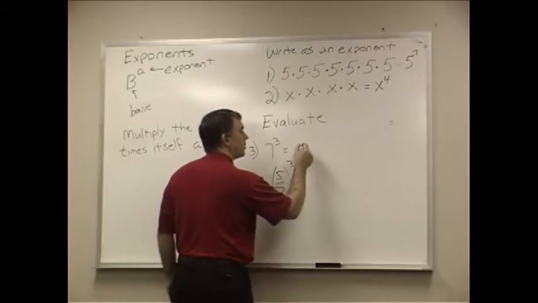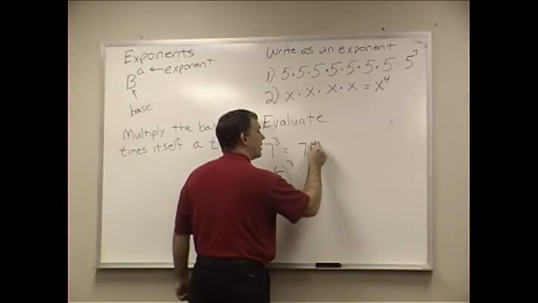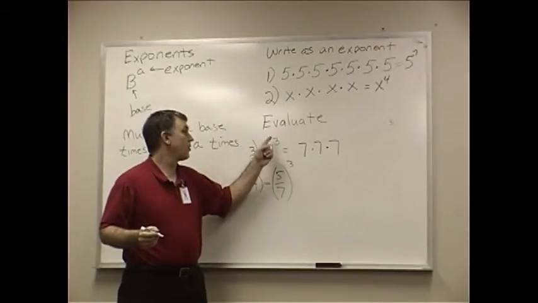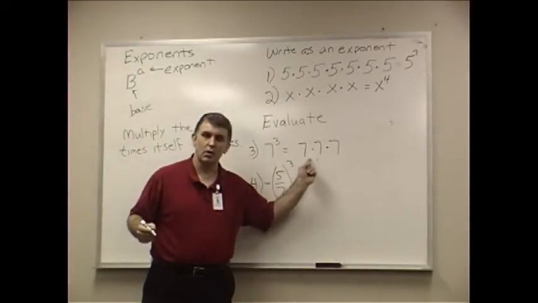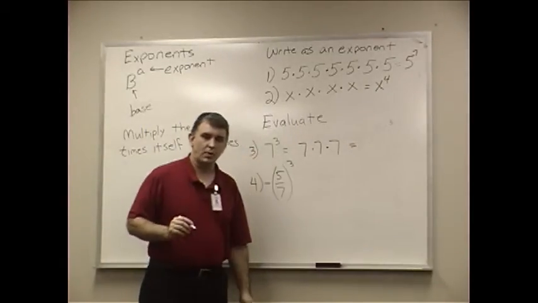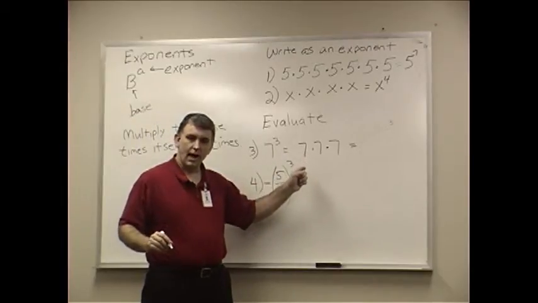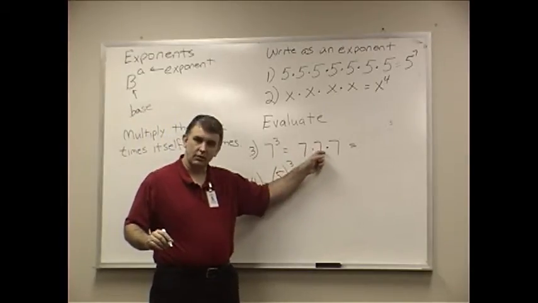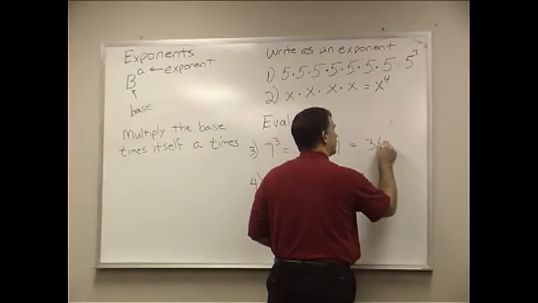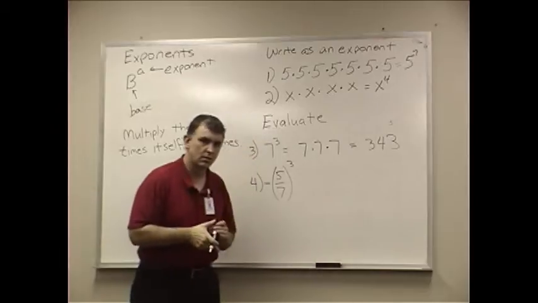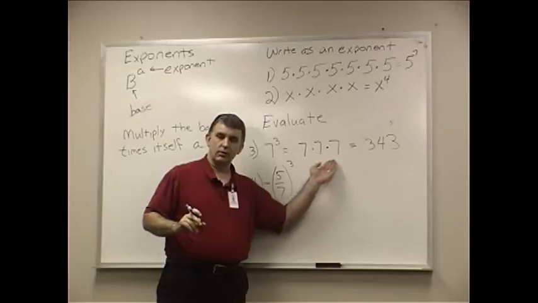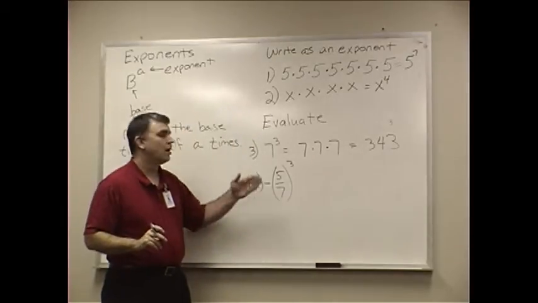So when I have 7 to the 3rd here, that means 7 times 7 times 7. 7 to the 3rd. The 3 tells me how many times to multiply the 7 times itself. Now, on a piece of scratch paper, you probably would need to do the last part of this. 7 times 7 is 49. Times 7, I'll spare you that. It's 343.